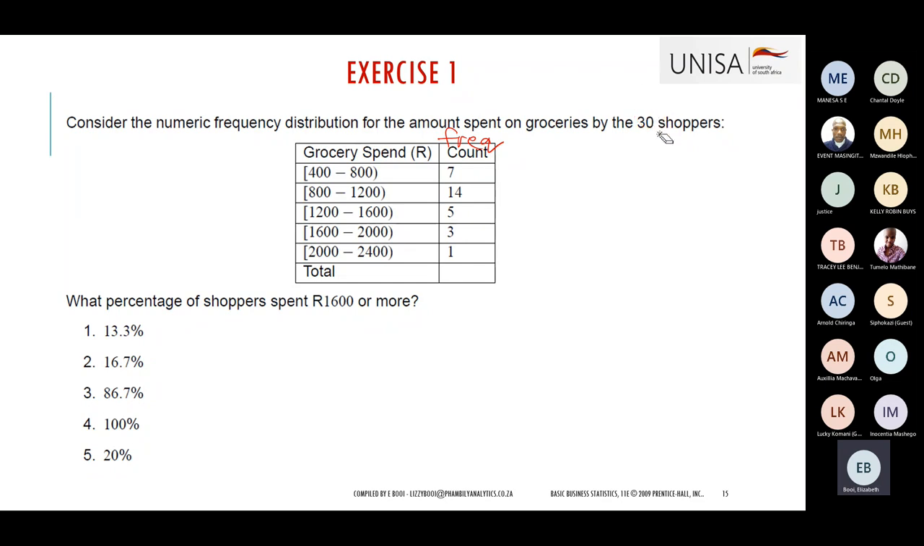The question is, what percentage of shoppers spent 1,600 or more? What percent of shoppers spent 1,600 or more? Therefore, look at that block, because it's 1,600 or more. So in order for you to answer this question, you will say, because there are 1 plus 2, there are 3. So you will say your percentage.